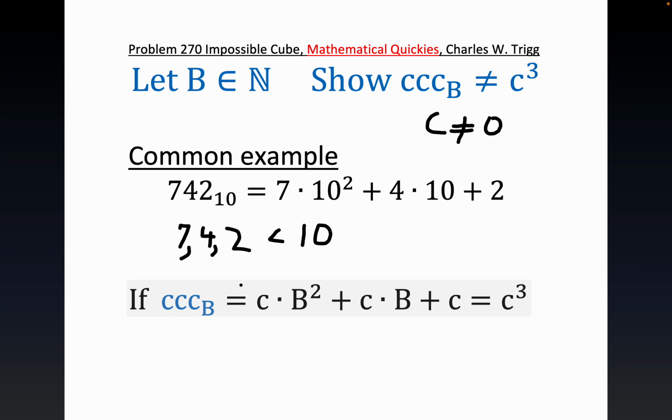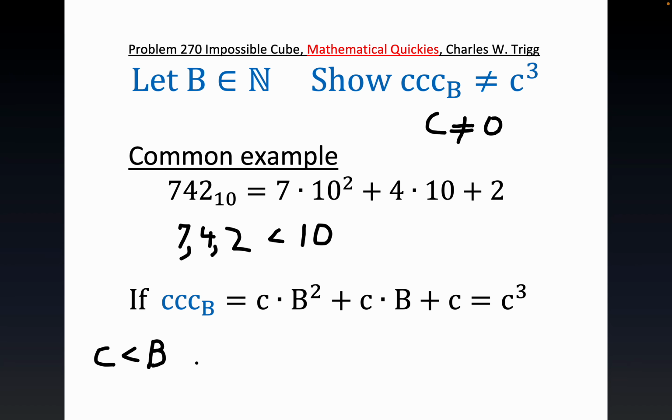Now the conclusion we can draw is that these digits c are going to be less than b, right? No doubt about that. In fact, you can just think of that as a definition of the expanded form. The digits have to be less than the base.